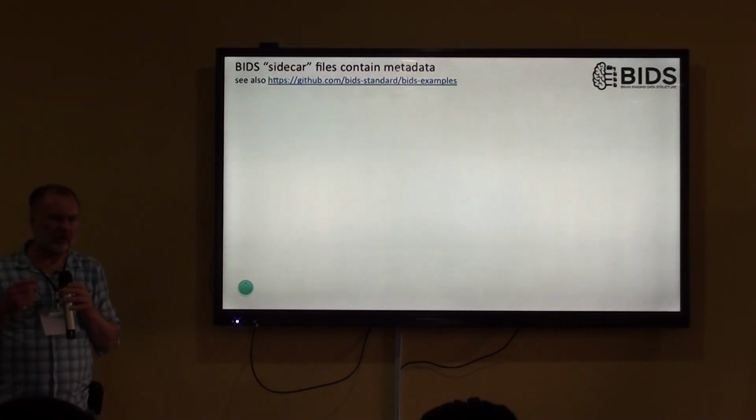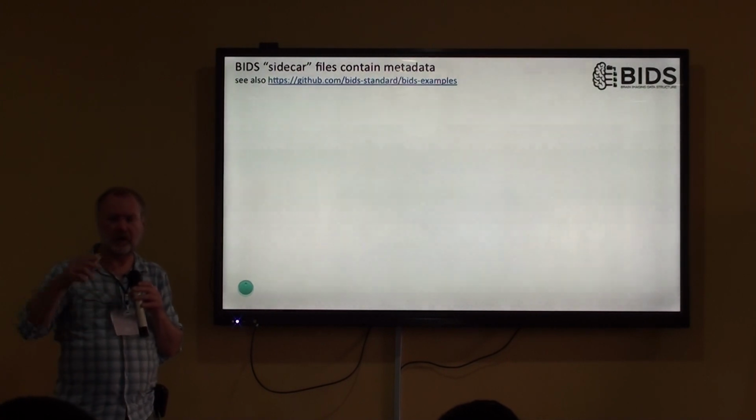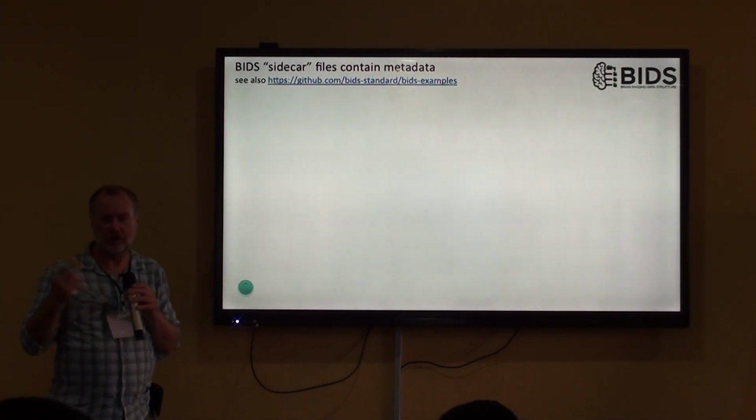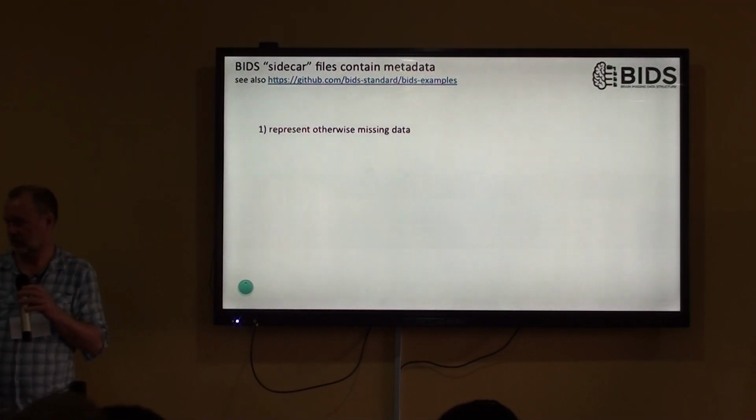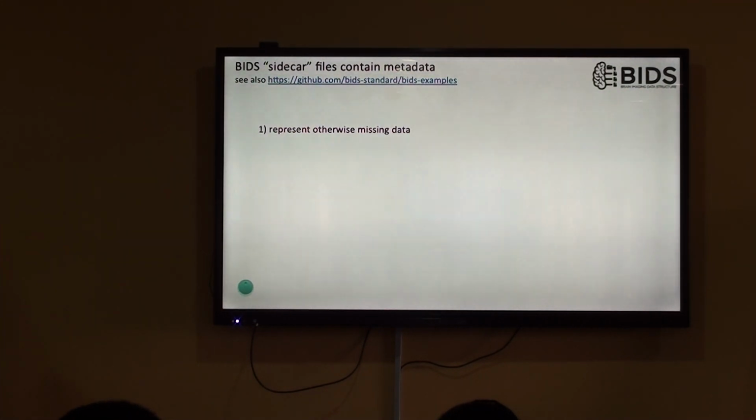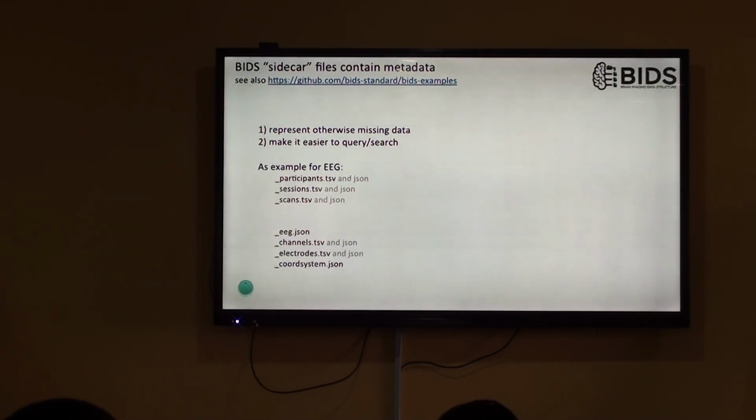So all of these small files that are next to the large data file are considered sidecar files. They represent data that is otherwise missing from the recording, so they make it easier to query and to search. As an example, here we just highlight some of the sidecar files.